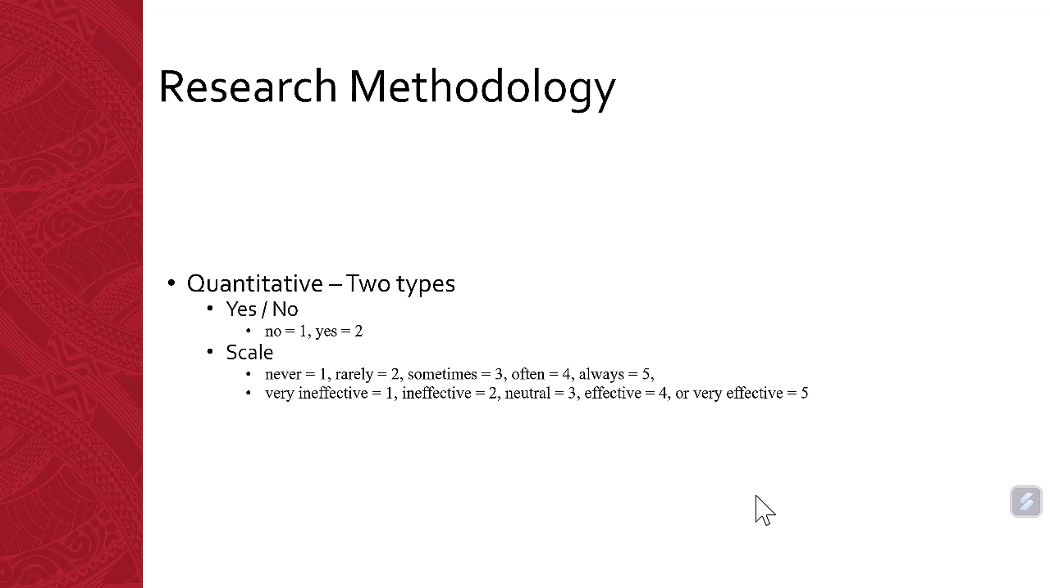Next, we have scale questions with 2 different scales provided. They were the never, 1 point, rarely, 2 points, sometimes 3, often 4, and always 5. And the very ineffective 1, ineffective 2, neutral 3, effective 4, or very effective 5 questions.